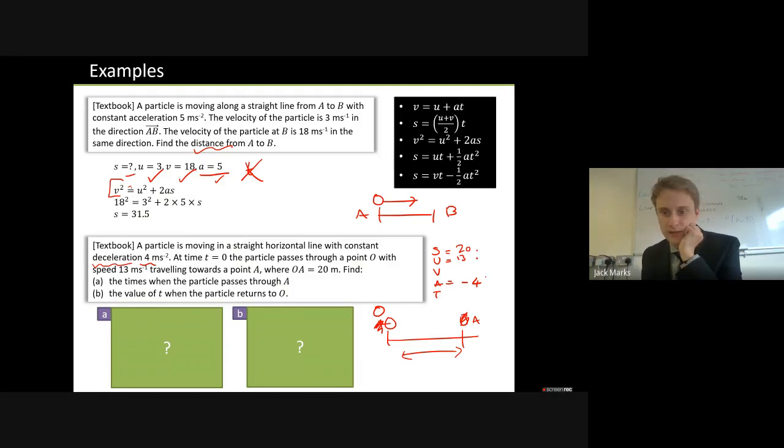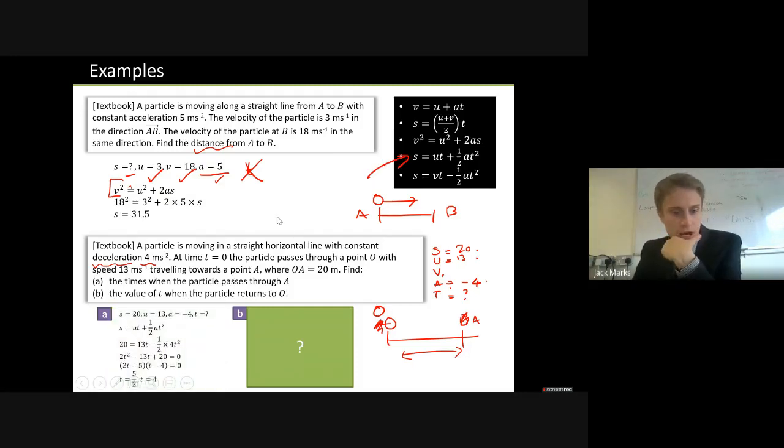So look again, 1, 2, 3. What's going to happen? They're going to say find velocity or find time. That's what's coming up. Let's check. The time when the particle passes through A. Okay, so there we go. We're going to use something with s and u and a and t. So it's our favorite one. It's going to be this one here.